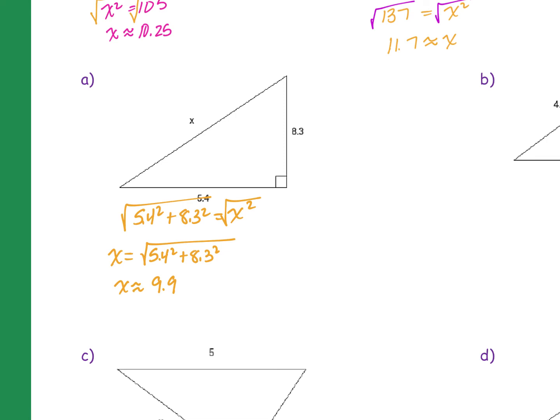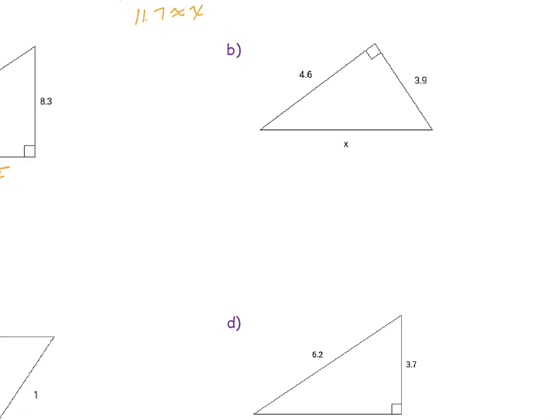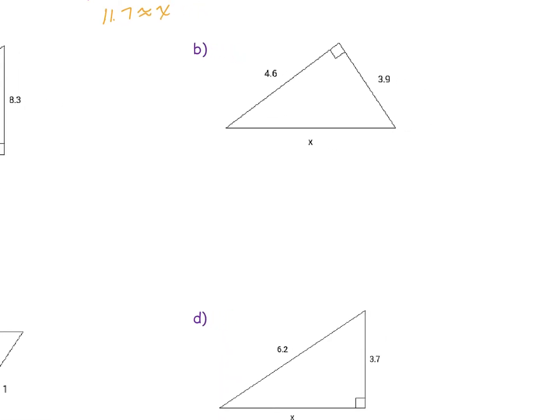So I can put this whole thing into my calculator. I don't have to find out what 5.4 squared is and 8.3 squared is. I can put the whole thing into my calculator and find out what it is. Does that make sense? Okay, guys, here we go.